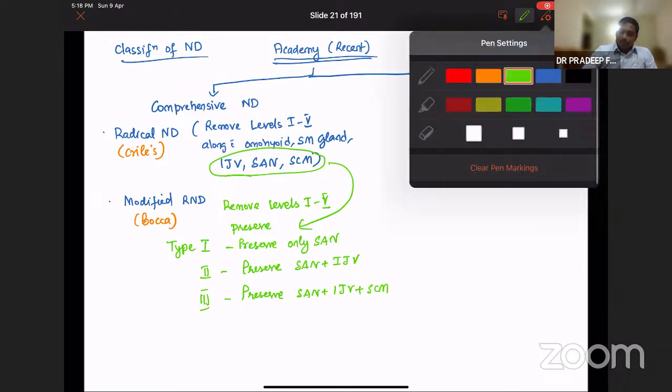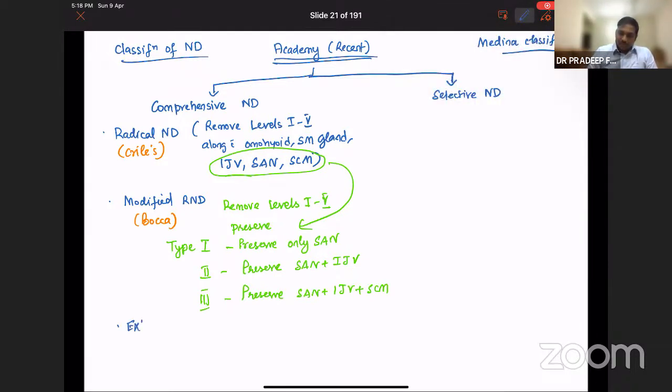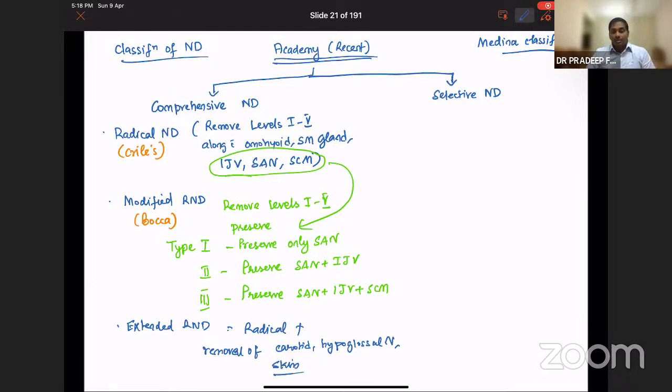And the third one is extended radical neck dissection. It's nothing but radical neck dissection plus removal of other structures. If you remove a part of carotid vessels, or you remove hypoglossal nerve, or remove the neck skin, or you remove parotid, these are called extended radical neck dissection.